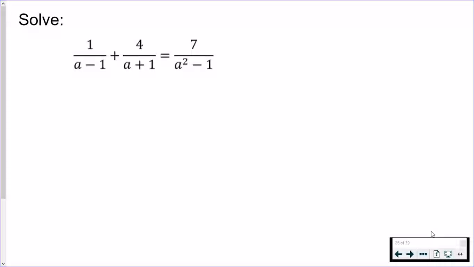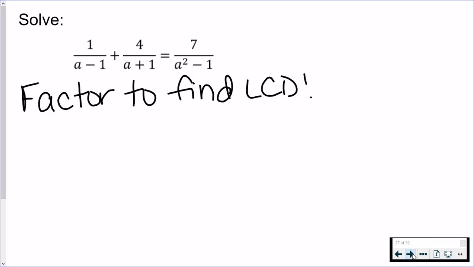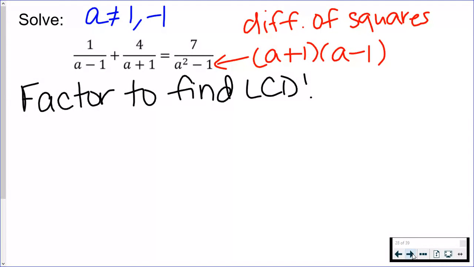So in order to do that, I want to find my common denominator. And in order to find your common denominator, you want to factor just the denominators, wherever you can factor. A minus 1 can't be factored, a plus 1 can't be factored, but a squared minus 1 is a difference of squares. Square root of a squared is a, square root of 1 is 1. So make sure you have opposite signs. That would factor to a plus 1, a minus 1, or you can do a minus 1, a plus 1. So the only different factors that I have in my denominators are a minus 1 and a plus 1.